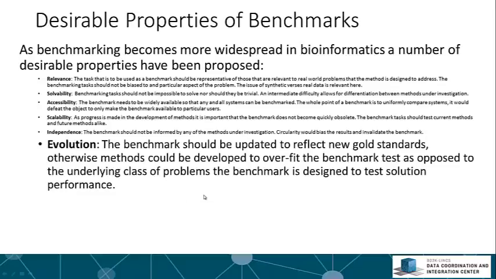And lastly, evolution. It's important that the benchmark should be continually updated. Otherwise, what might happen is that tools and algorithms will develop to do very well in the benchmark test, under this very specific gold standard of the benchmark test, but this will be a kind of overfitting scenario, and the tools and algorithms will not generalize so well.